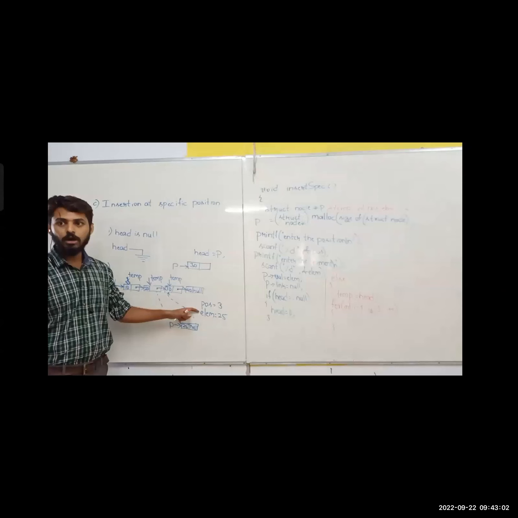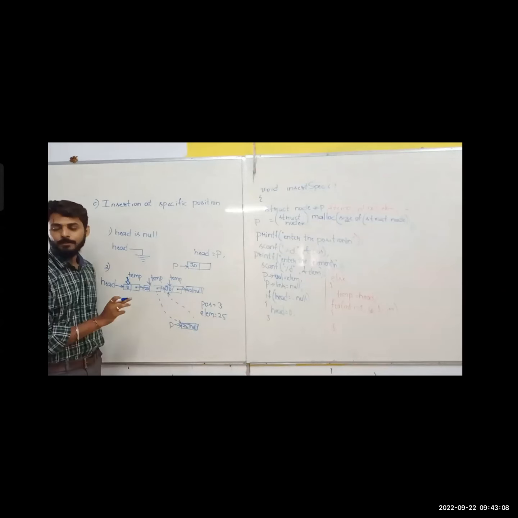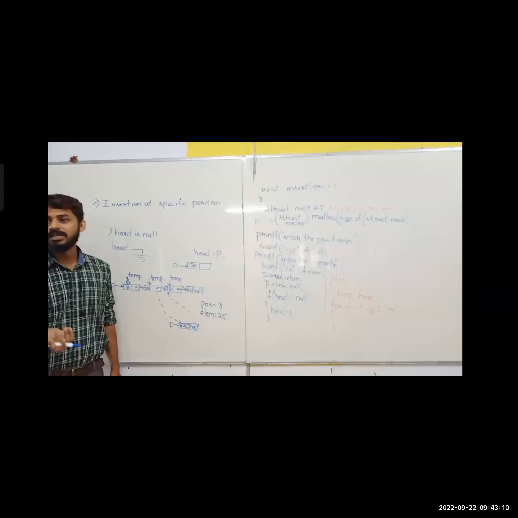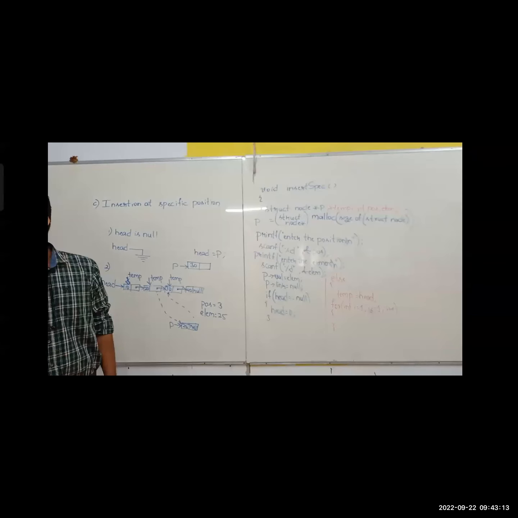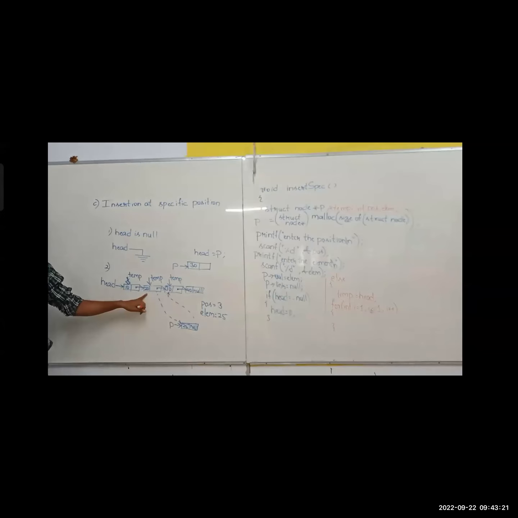Because you want your node to be here. Yes, which means 2 times I should move. Means however much position is coming, how much should I subtract? I should subtract 2 from it. If position is 3, 3 minus 2 is 1, so that it will stand here. See, you want your node to be in third position.